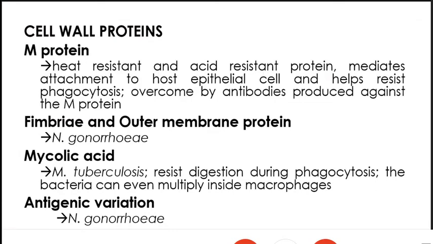Cell wall proteins, M protein, heat resistant and acid resistant proteins. So yung M proteins, ma'am, sila po yung para maging resistant po yung isang microorganism sa mga heat, ganun po. Tapos fimbriae and outer membrane protein. Ano yun? Fimbriae.